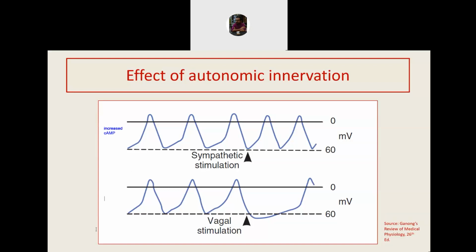Stimulation with acetylcholine causes opening of a potassium channel that hyperpolarizes the cell. Also, the cyclic AMP level is reduced by acetylcholine. All these things dampen the funny current and therefore there will be slowing of the heart rate.